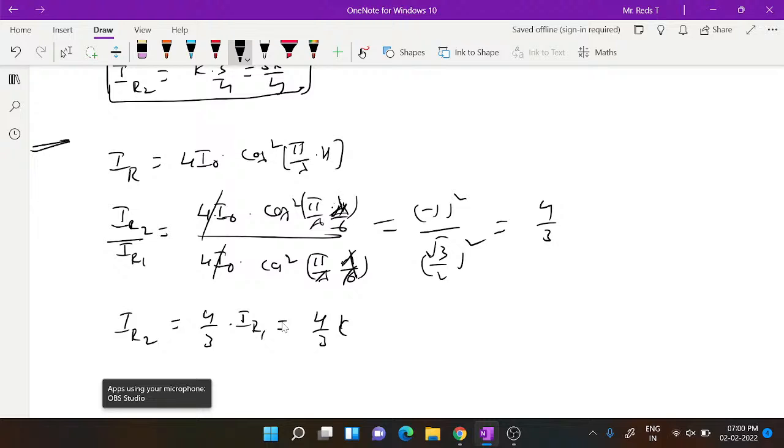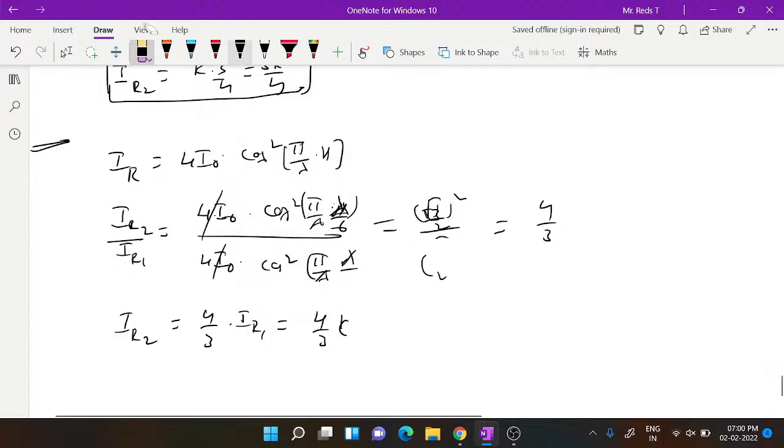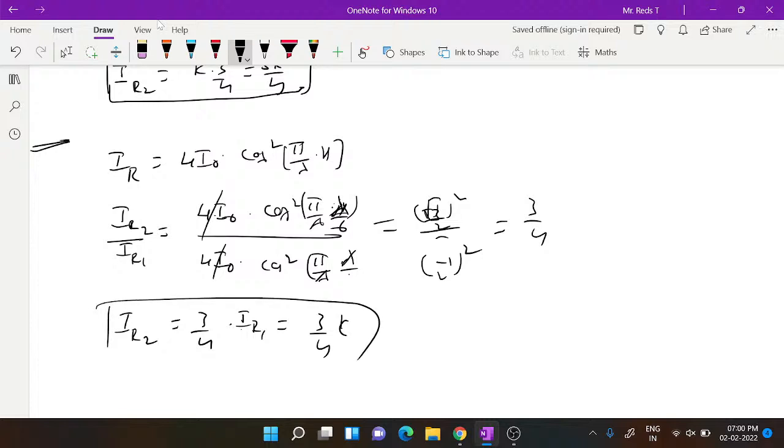This is lambda, so this will be root 3 by 2 whole square. This is minus 1, minus 1 whole square. So yes, this will be lambda, this is lambda by 6. So you'll get 3 by 4, and accordingly 3 by 4 IR1, so 3 by 4 k you'll get. Just you should be able to understand how to do it quickly.